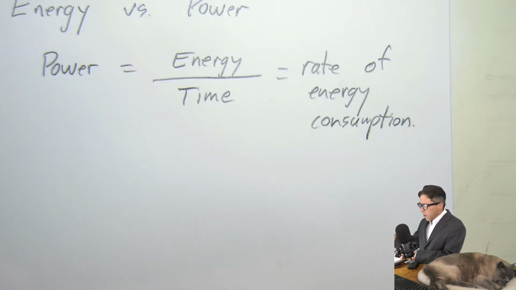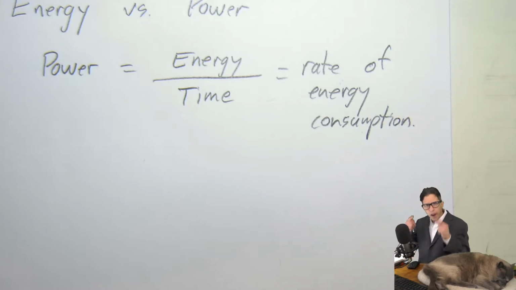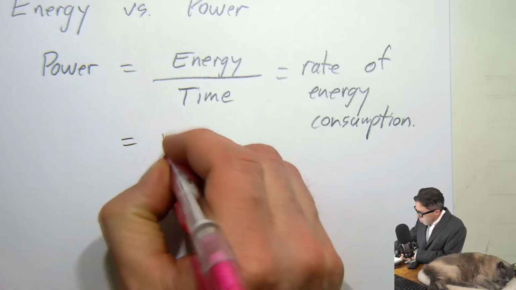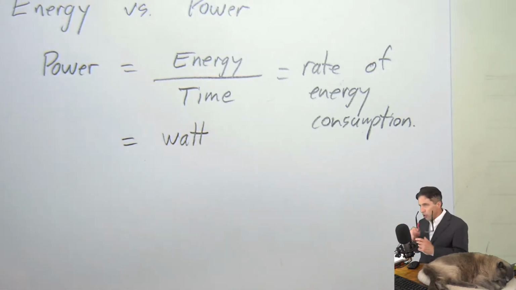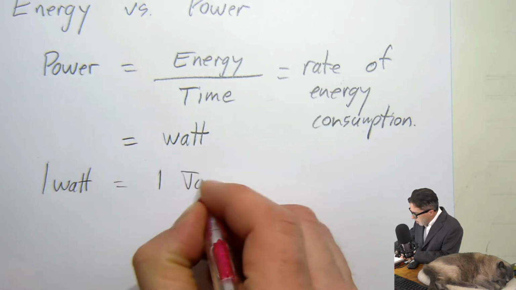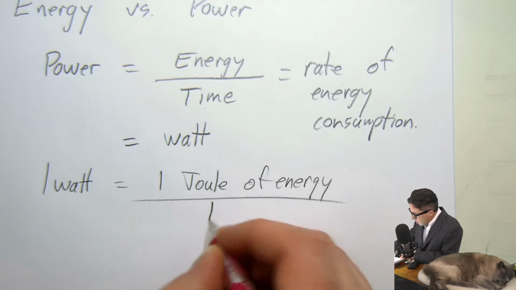So, rate of energy consumption is power. It's how fast you're using the energy. And the unit that we use for this is called the watt. James Watt is a guy that helped develop the steam engine back in the 1700s. And so his last name is used today as a unit of power. And 1 watt means you're using 1 joule of energy per second.